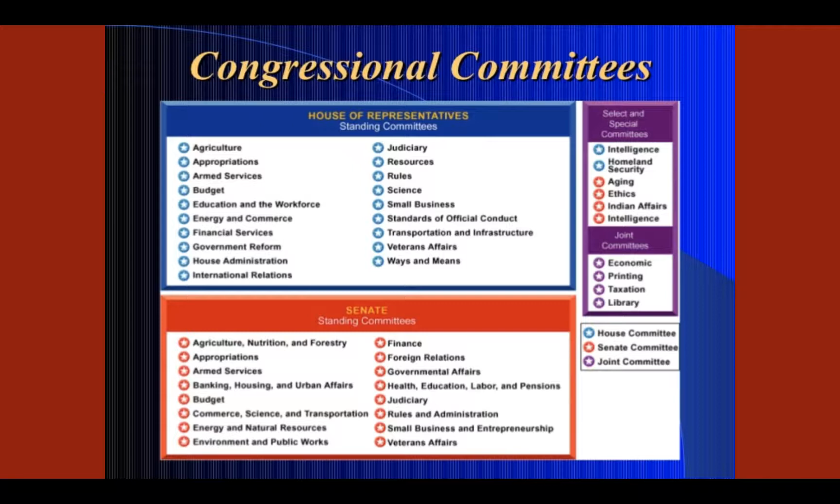These are the congressional committees right here. So any bill that comes up with something about science goes to the House of Representatives Committee on Science. Anything that goes to Veterans Affairs, there's a Veterans Affairs here and a Veterans Affairs here. Now, there's no Science Committee in the Senate, so it might go to Commerce, Science, and Transportation, because they can do their own things, each one of these houses. If it wasn't for these committees, it wouldn't work.